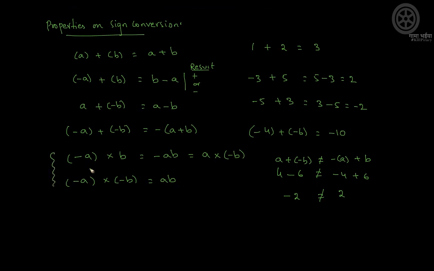When you multiply minus into plus, you will always get the result minus, and minus into minus, you will always get the result plus. Understood? For example, minus 5 into minus 3 gives 15, not minus 15. If I have minus 5 into 3, you will get minus 15, or 5 into minus 3, you will get minus 15. Important rules at the time of simplifications. Understood? Clear?